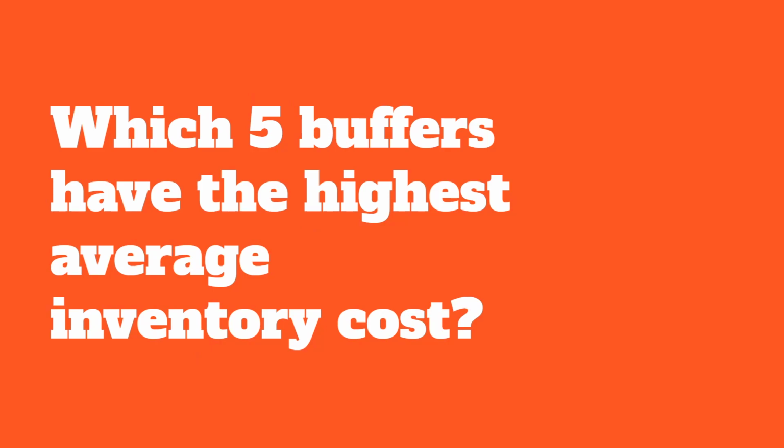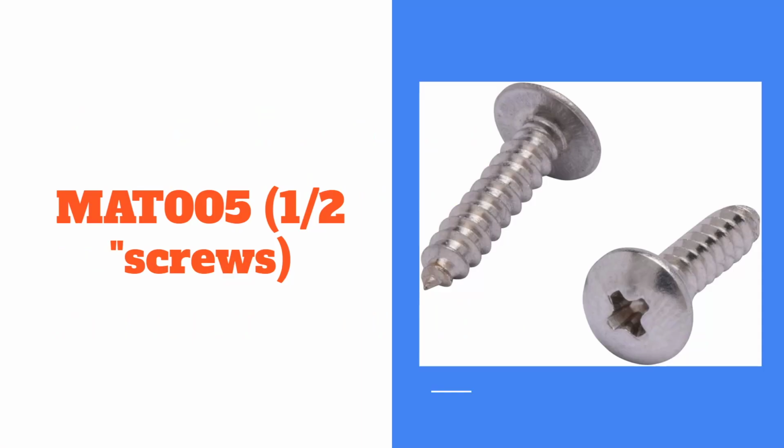Which five buffers have the highest average inventory cost? It was observed in the behavior of the factory through the data generated by the simulation tool during the analysis time of 1 week, respecting the working hours established by the statement, that the first buffer with the highest cost is the one-half screws because they are used in all assembly areas.